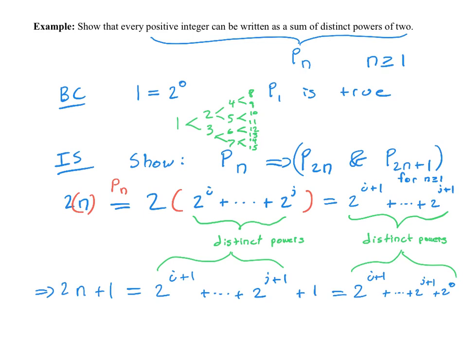So let's just erase that. And our base case gets the check mark. We're done there. The inductive step gets our check mark. Both are successful in showing exactly what we wanted to show.